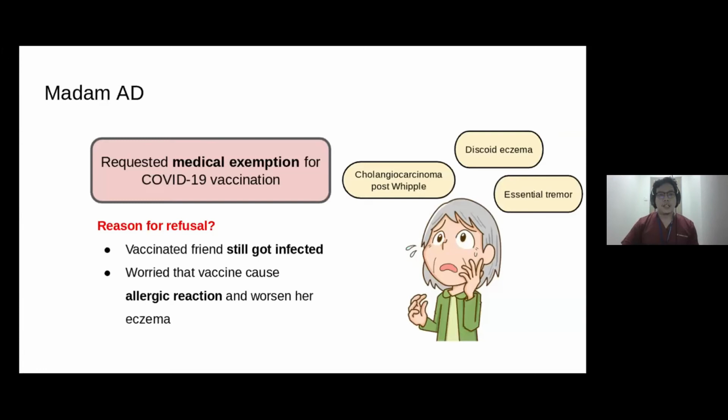She came to our clinic requesting a medical exemption for COVID-19 vaccination. The reason for her refusal was that she said her vaccinated friends still got infected. She was also worried that the vaccine could cause an allergic reaction and worsen her eczema. On further history, she actually has no medical contraindication for vaccination.